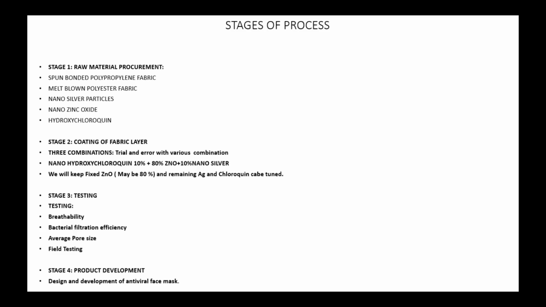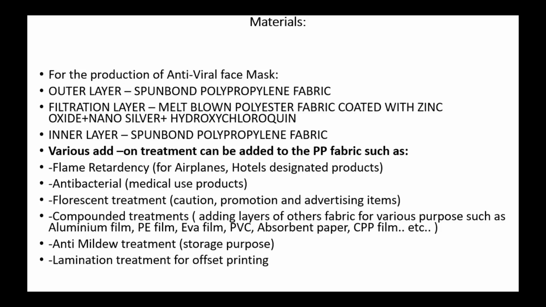So stage 3, I have to test for breathability, bacterial filtration efficiency, pore size and field testing. Stage 4, I have to develop the mask. The outer layer is spunbond polypropylene, the filtration layer is melt-blown polyester, which has been coated with this combination, and the inner layer is spunbonded polypropylene. We can also give various add-on treatments to the polypropylene fabrics: flame retardancy, antibacterial fluorescent treatment, compounded treatments, mildew, lamination treatment, anything can be given.